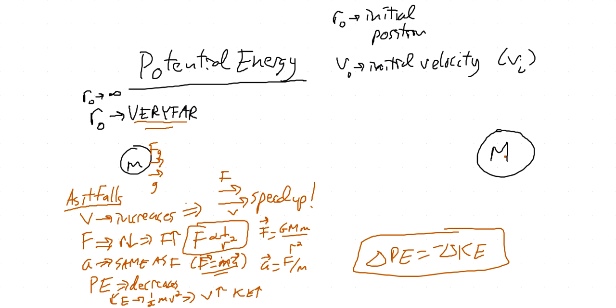Potential energy goes down as something falls. And you can just do a simple thought experiment. I'm going to drop this pen. If I drop it, potential energy decreases, kinetic energy increases. I'm converting potential energy into kinetic energy. Done.